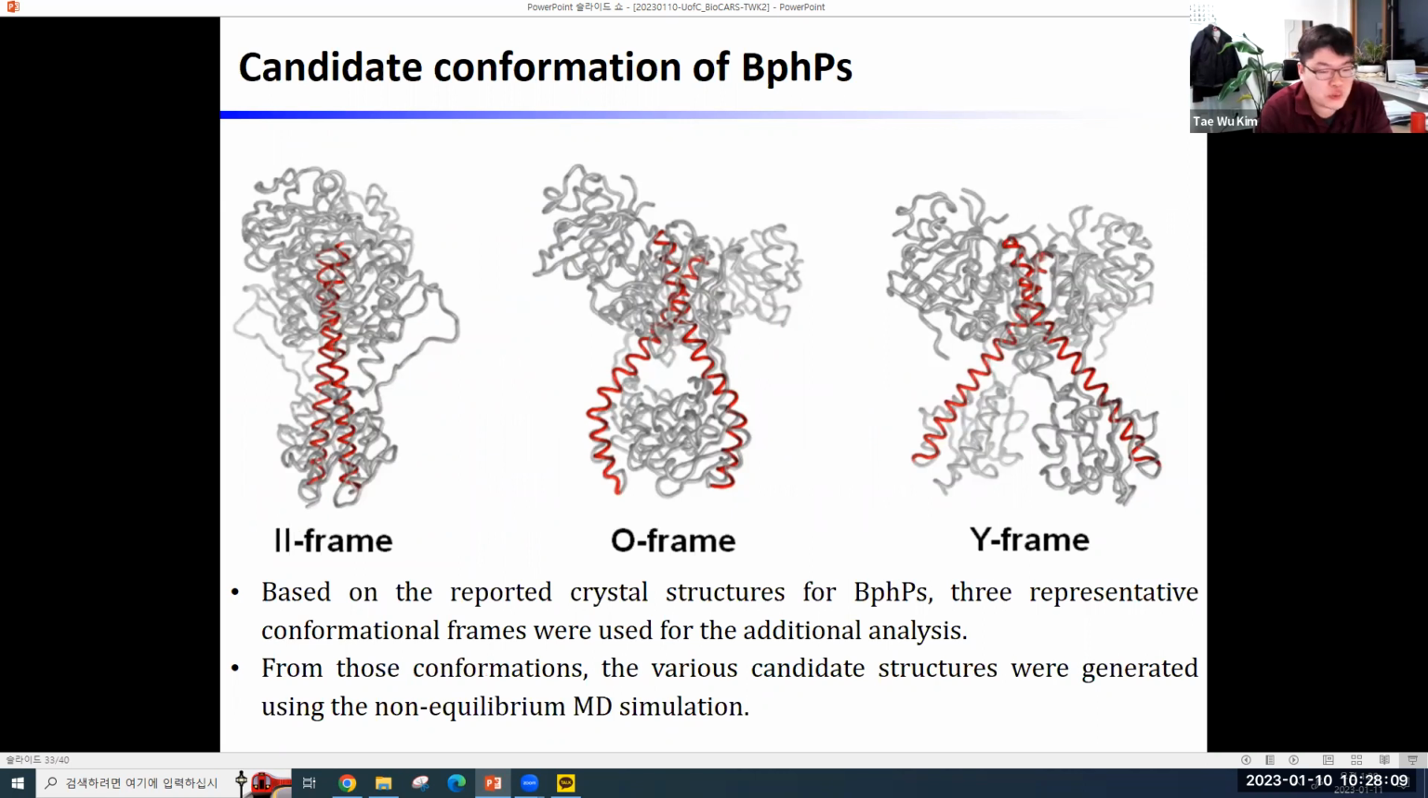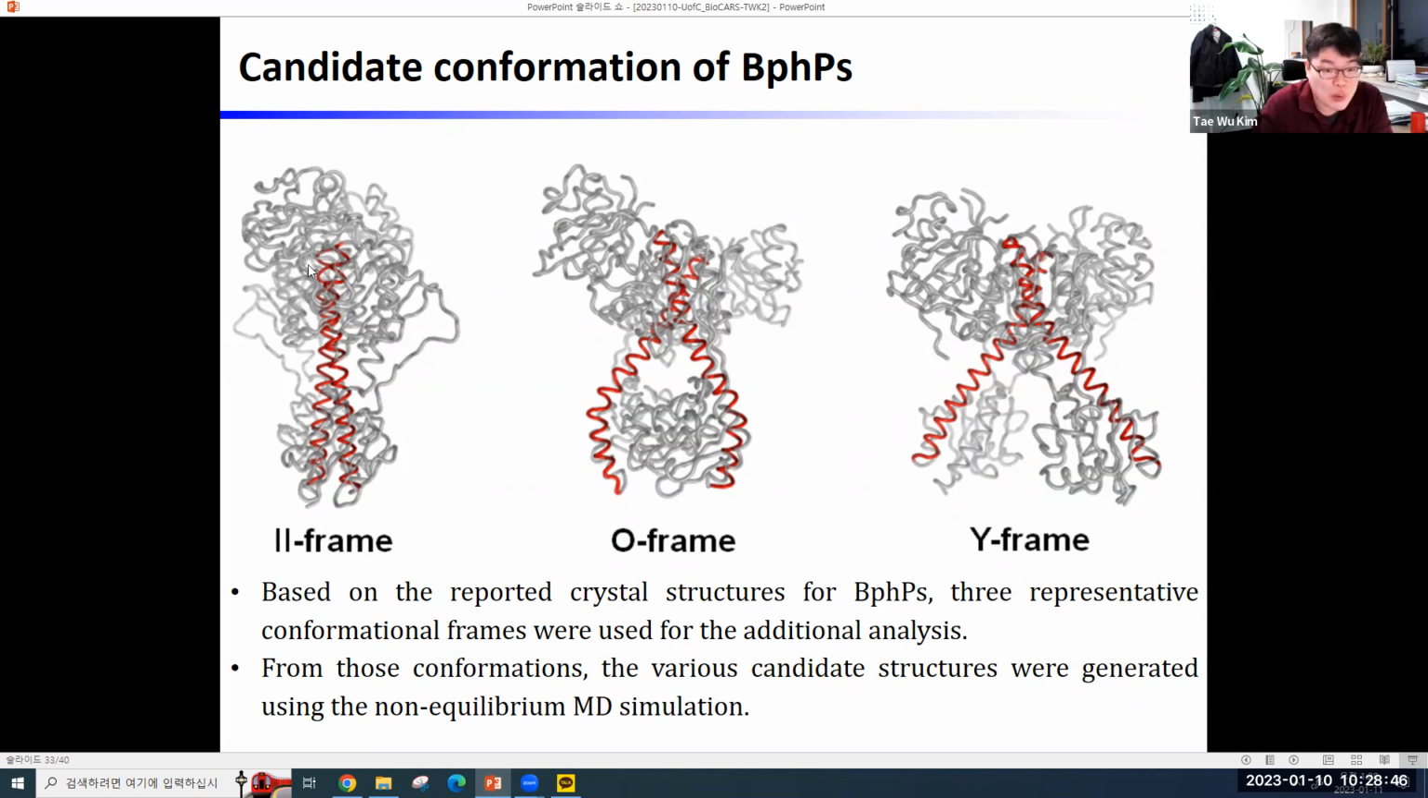Before showing the result from the structural analysis, I can say that I used three different candidate conformations for bacterial phytochrome, because previous X-ray crystallography studies suggest that three different conformations may be working in phytochrome. That's why I use three different conformations like this. It is a little hard to pronounce, so I simply describe the three conformations like this.